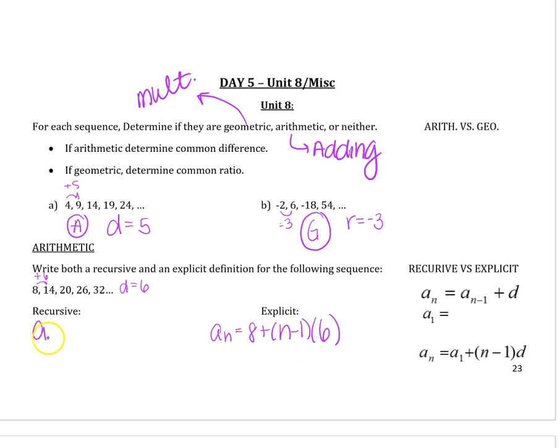Recursively, you always need to say what the first term is, so 8. And then I always read this as, if you want the next term, you have to read it as the previous term plus whatever you're doing each time. I'm adding 6. So if I want the next term, I'm going to take the previous term and add 6. I took the previous term, added 6, that's what gave me 14.